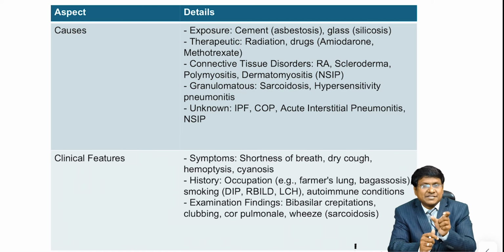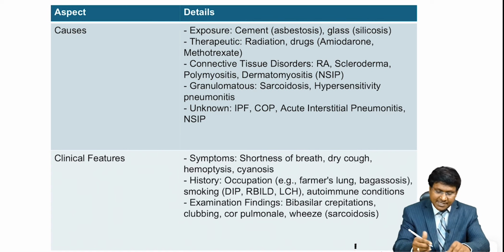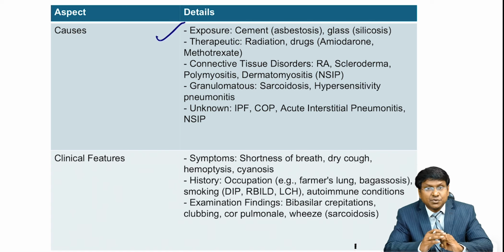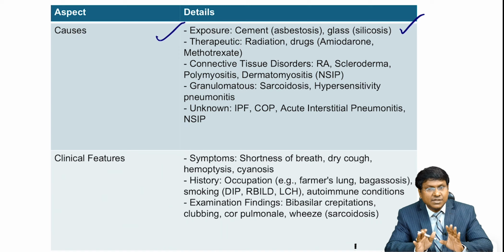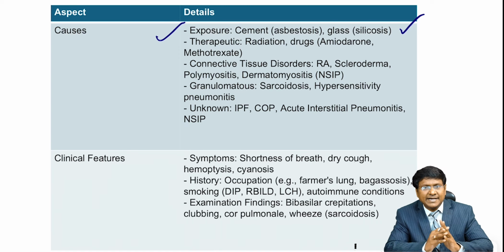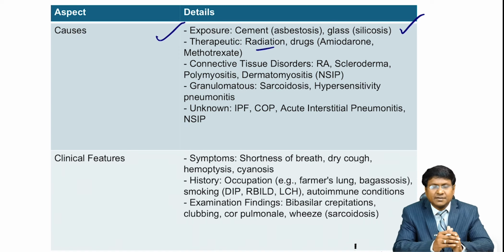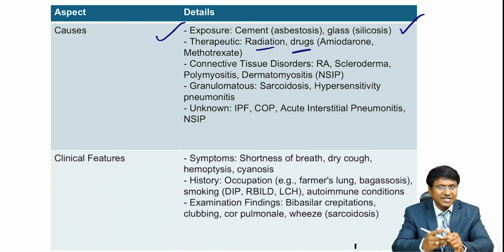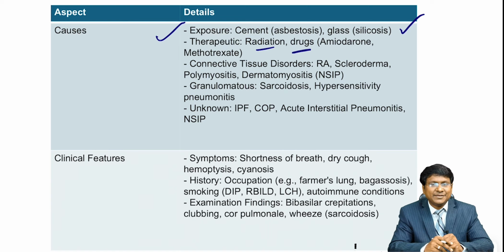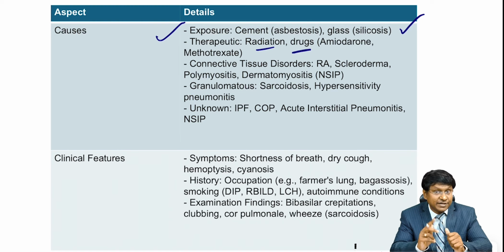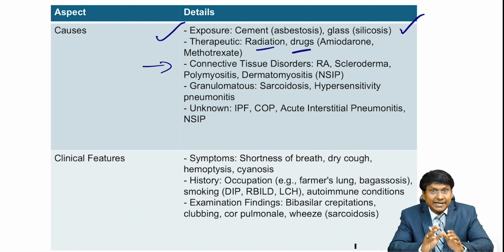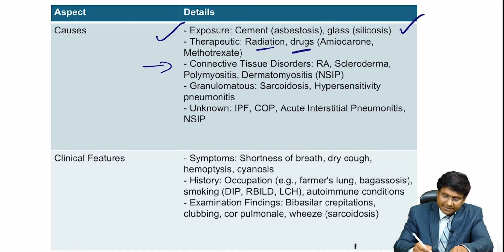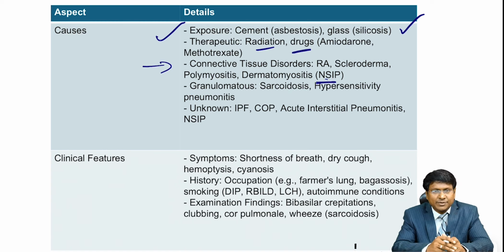So these patients present with dry cough and exertional dyspnea, and the etiology mainly is exposure to the cement industry, like causing asbestosis, and exposure to glass resulting in silicosis. And therapeutic causes for the development of the ILD include radiation therapy for malignancy, drugs like amiodarone as well as methotrexate, which is used in the treatment of rheumatoid arthritis, and connective tissue disorders like rheumatoid arthritis, scleroderma, then polyarteritis nodosa, and dermatomyositis.